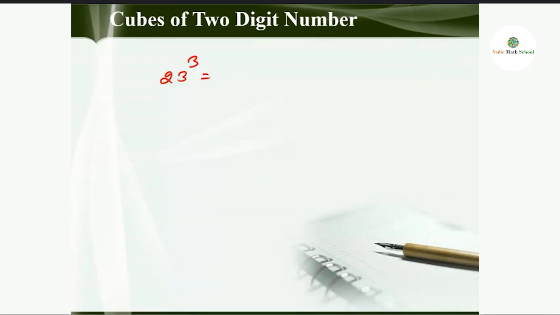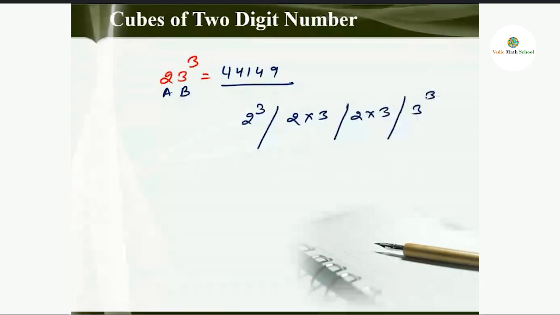Sir, what is the answer? 12,167. Good. Now look at this. First number is A and second number is B. So I'm writing A cube, means 2 cube. Then 2 into 3, again 2 into 3, then again 3 cube. Now solve everything. But before that, you have to multiply this number 3 into 2, the first number, and then 3 into 3, the second number.